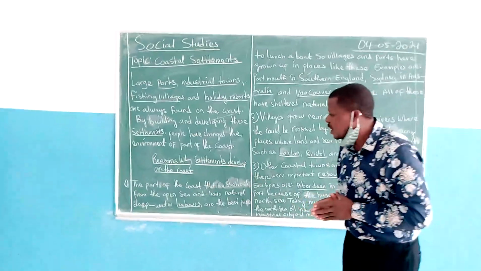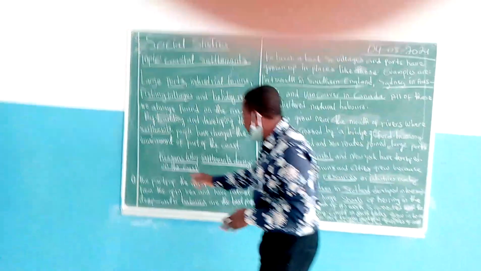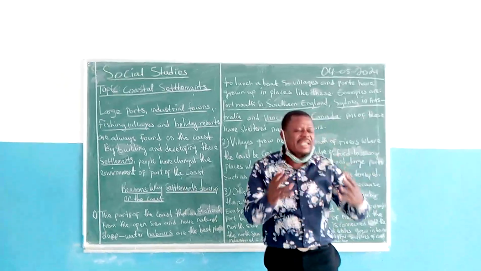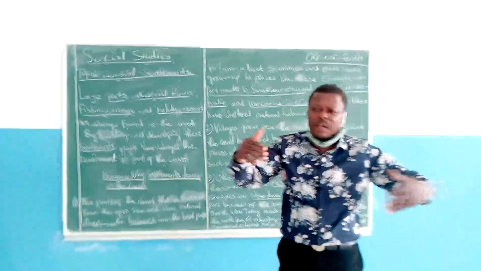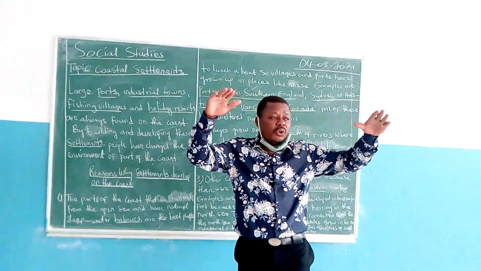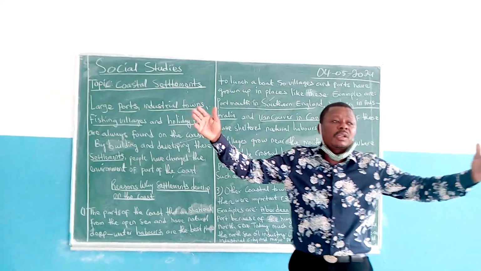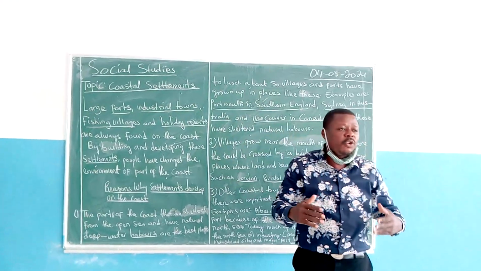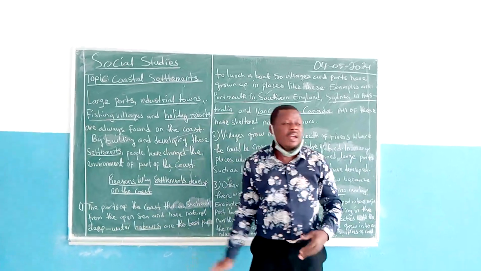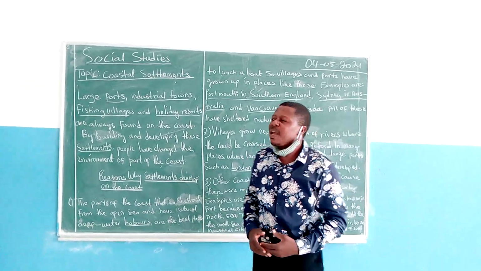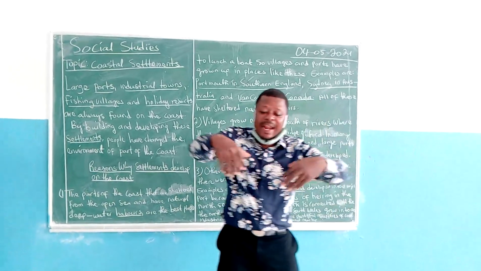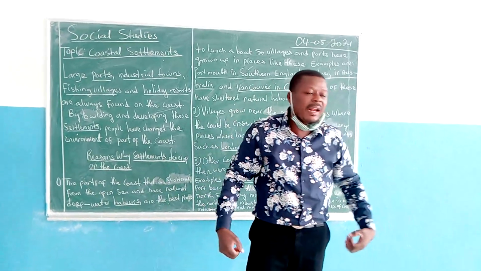Our subheading is reasons why settlements develop on the coast. We know that some coasts have shelter. I explained to you that we have coasts that have shelter, trees covering the coast, and we also have open air coasts. Those coasts that are sheltered usually have deep water harbors. These deep water harbors are good places where ships and boats can be launched, and good places where ships and boats can anchor.